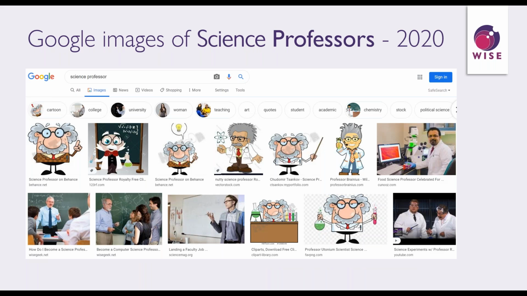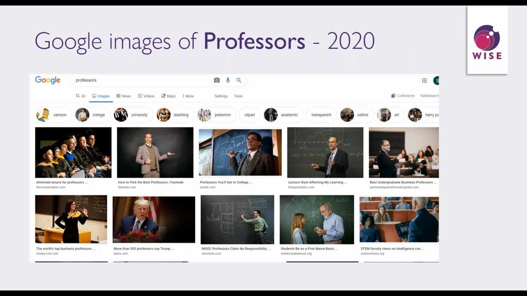And this is what you get when you Google the image of science professor in 2020. So yes, probably similar to a lot of the drawings that you've done as well. Frizzy hair, glasses, that kind of thing. So let's see what professor is like. If we go on to professor and Google that, and again, you get the same thing, all male, all white. There's a random picture of Donald Trump on there. I have no idea why he comes up as a professor in 2020, but there you go.